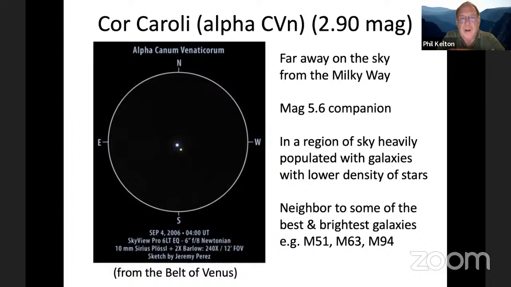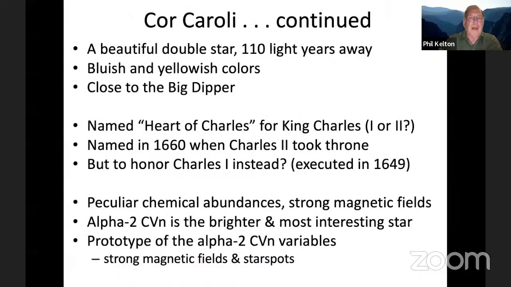And it's actually fairly far away from the plane of the Milky Way in a region that's really largely dominated, at least from the amateur observer's point of view, by brighter galaxies and in a much less dense stellar population. But it's a very nice double star and fairly close and not too far from the Big Dipper. And if you do a little research, the name means the heart of Charles.